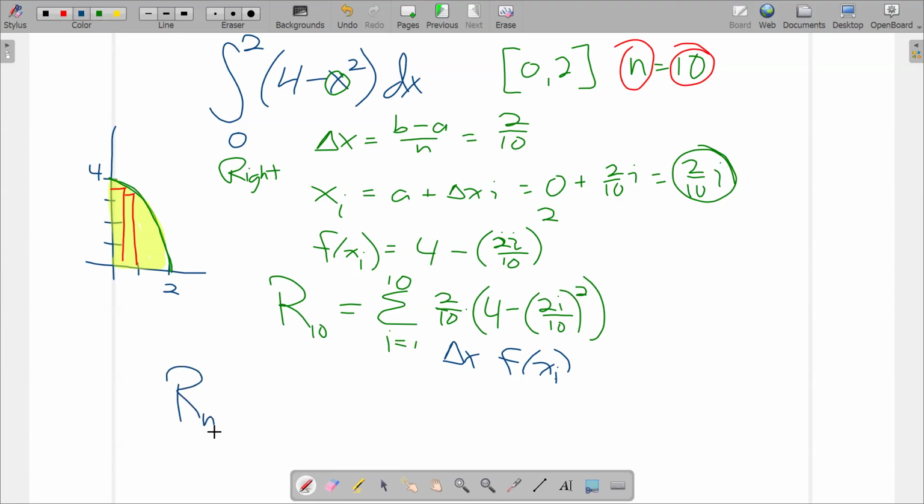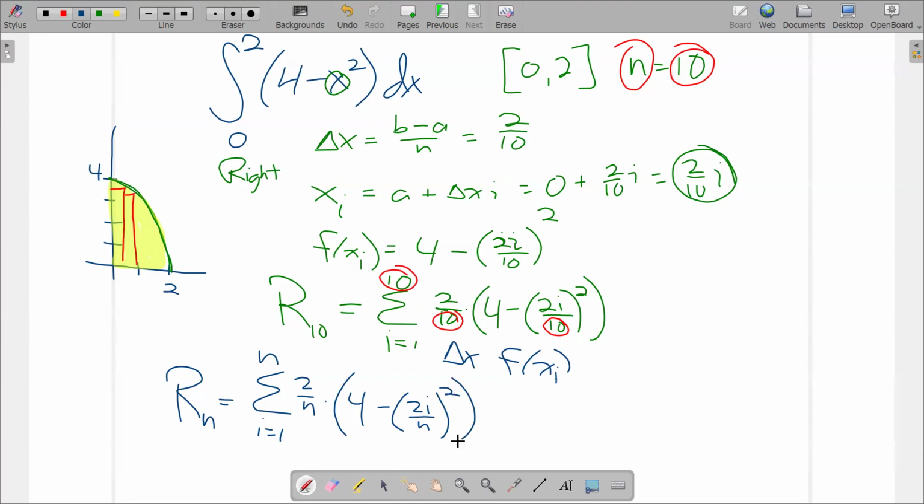So I'm going to get R_n is the sum as i goes from 1 to n of 2 over n instead of a 10. So again, my goal is just to replace the tens with n's, times the function 4 minus (2i over n) squared. So that should be the general Riemann sum for this, right? Not too bad if we don't reduce.